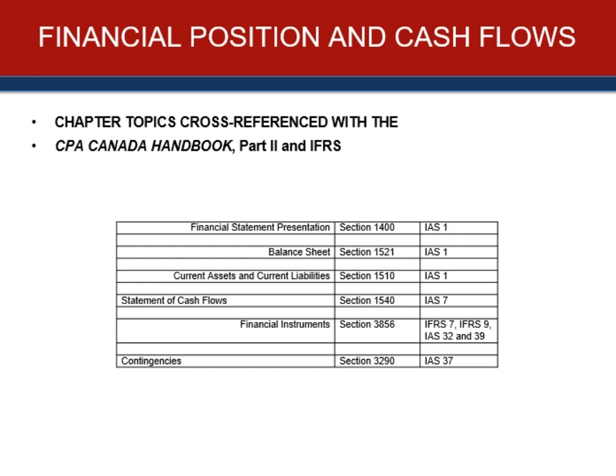Financial statement presentation is section 1400 in the CPA Handbook, the ASPE standards, as it were. International Accounting Standard 1 covers financial statement presentation, the balance sheet, current liabilities, and other things. The statement of cash flows is section 1540 and IAS 7. Financial instruments are going to be talked about later in the course in more detail, as are contingencies, but the references are shown there for those as well.